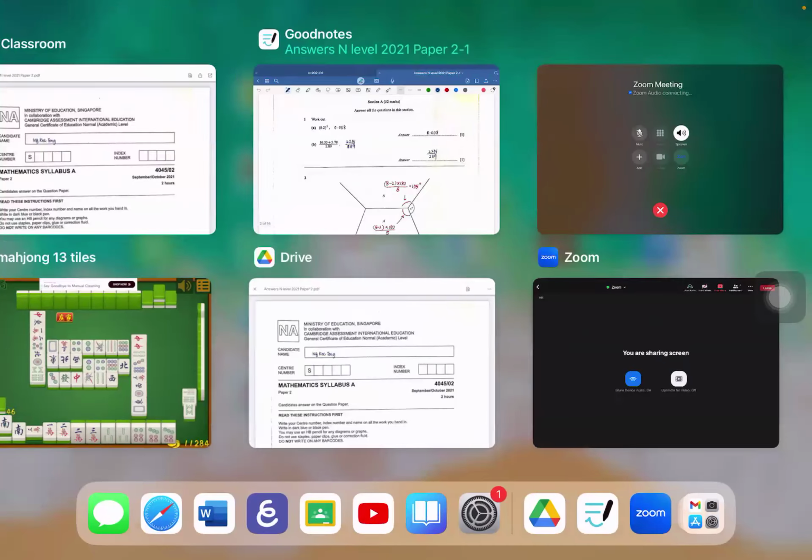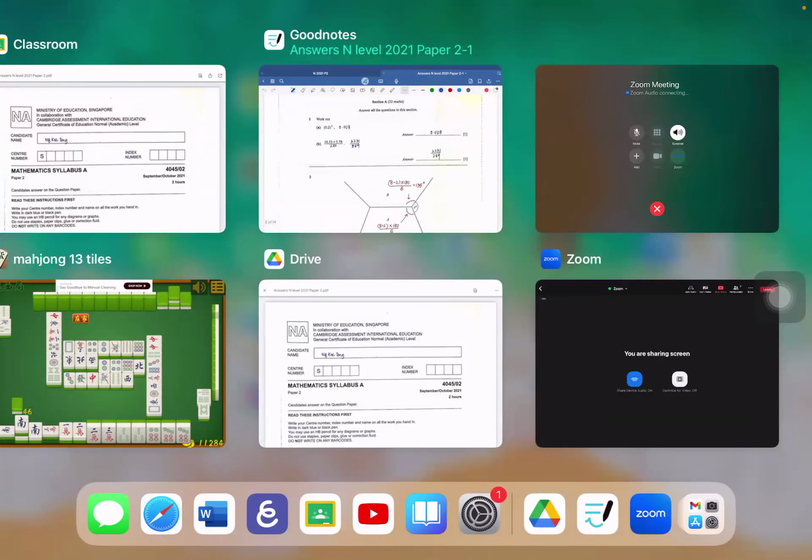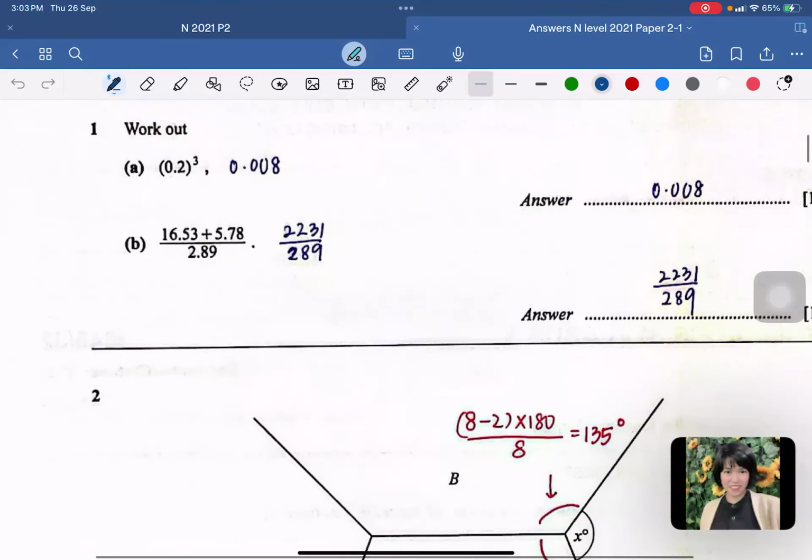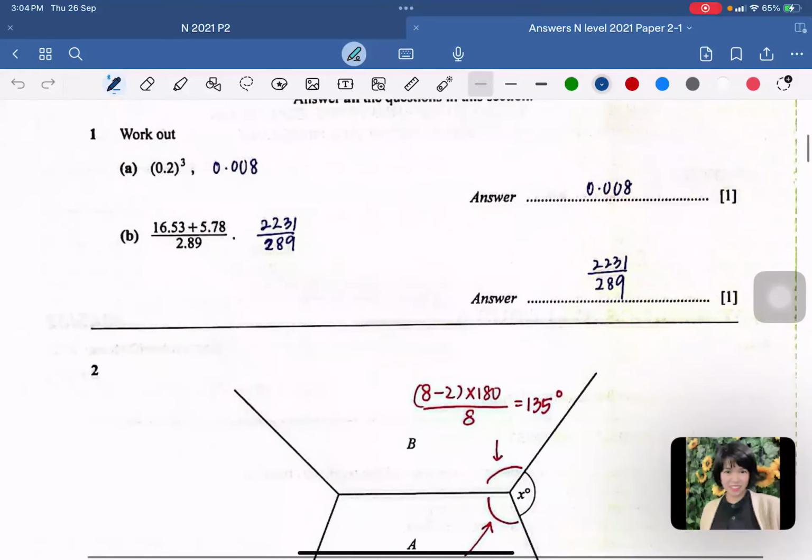All right, today I'm going to go through some of the questions from 2021 paper 2. So these are some of the answers for the first few questions. For question number 1, this one over here shouldn't be a problem. But you notice for my question 1B, they never asked me to round off the numbers. So actually I prefer to use the exact fraction. I didn't round it off to a number, but if you want, you can round off to 3 significant figures.